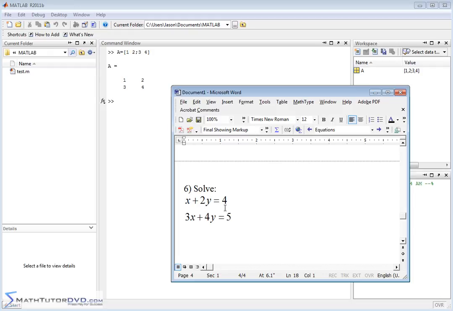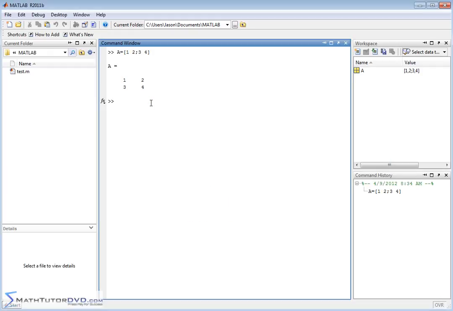The right-hand side needs to be a column matrix with 4 and 5. So I'll say B is equal to 4 semicolon 5. The reason I put the semicolon there is because I want the B matrix to be a column matrix. Anytime you have a semicolon, it tells MATLAB to go to the next row when you're inputting matrices. We've already talked about that before. So we have the A matrix defined, the left-hand side of our system, and the B matrix defined, the right-hand side of our system.